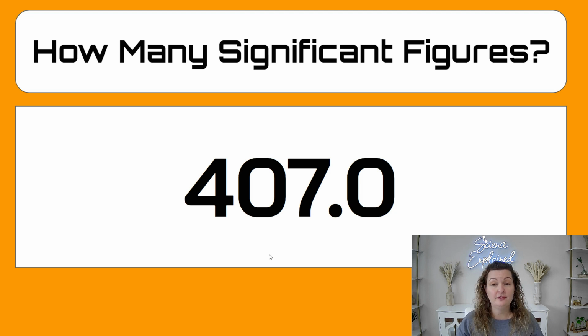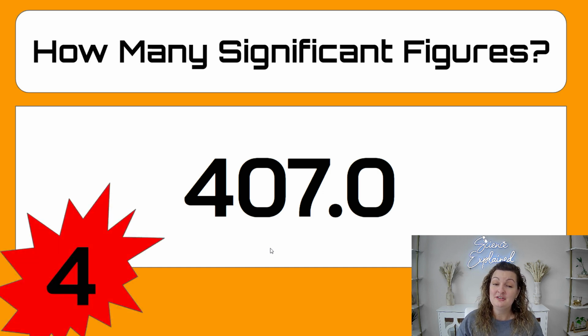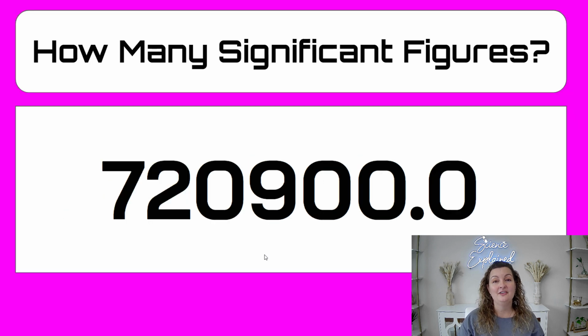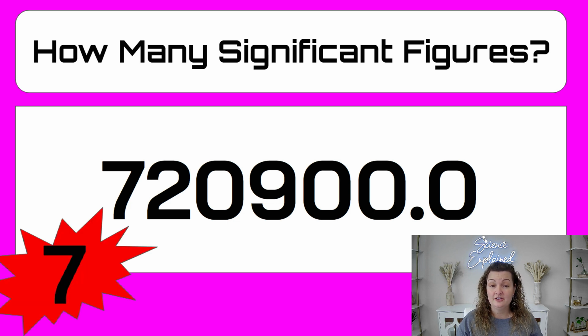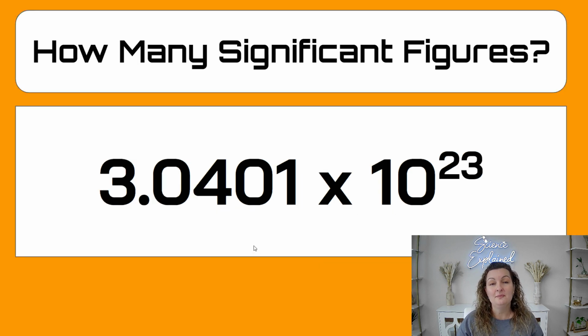How many significant figures do you see here? Hopefully you said 4. The trailing 0 is going to be counted because we have a decimal place, and sandwich zeros always count. All right, try this one. And it's going to be all 7 digits. Same thing. Sandwich and trailing count because there's a decimal.